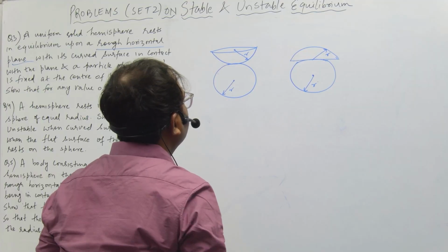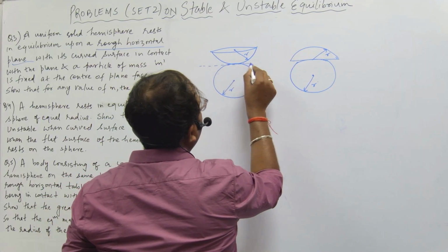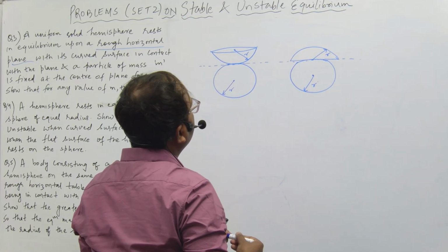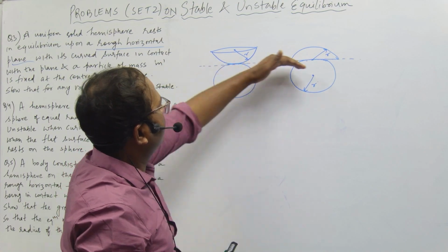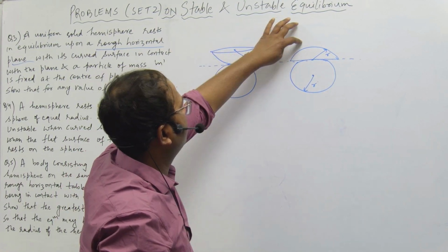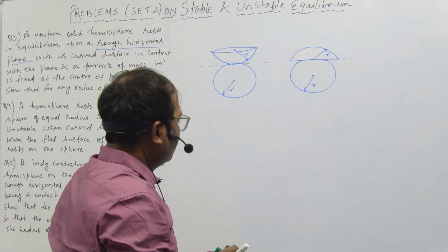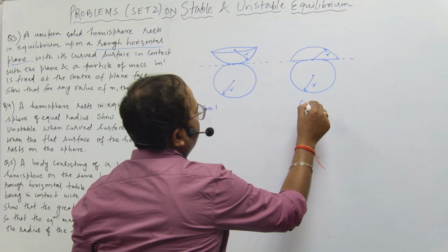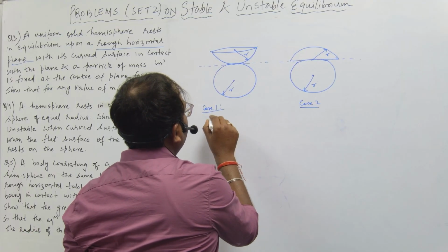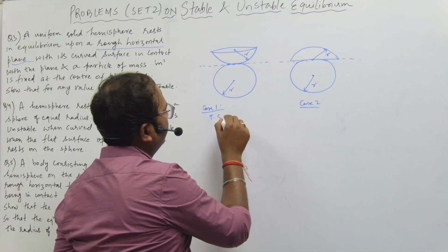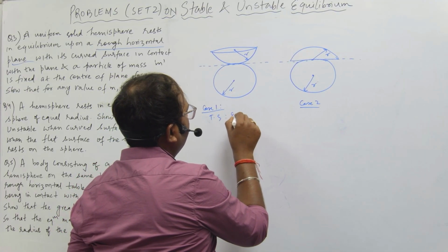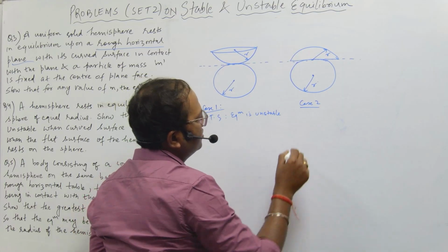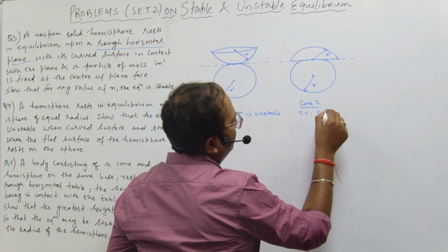So this is the plane of surface of contact. This is the upper body, this is the lower body. Okay, so for the condition, this is case 1, this is case 2. In case 1, we have to show the equilibrium is unstable, and in case 2, we have to show the equilibrium is stable.